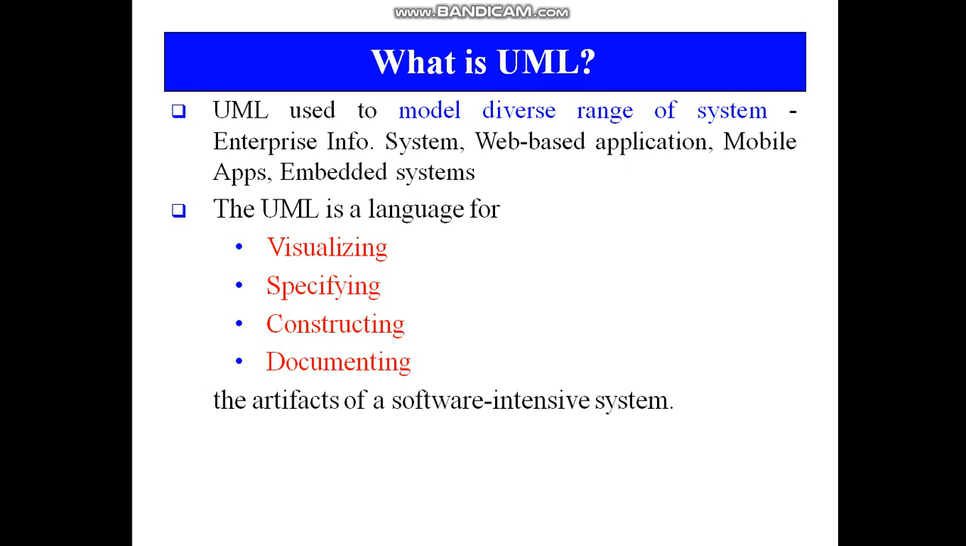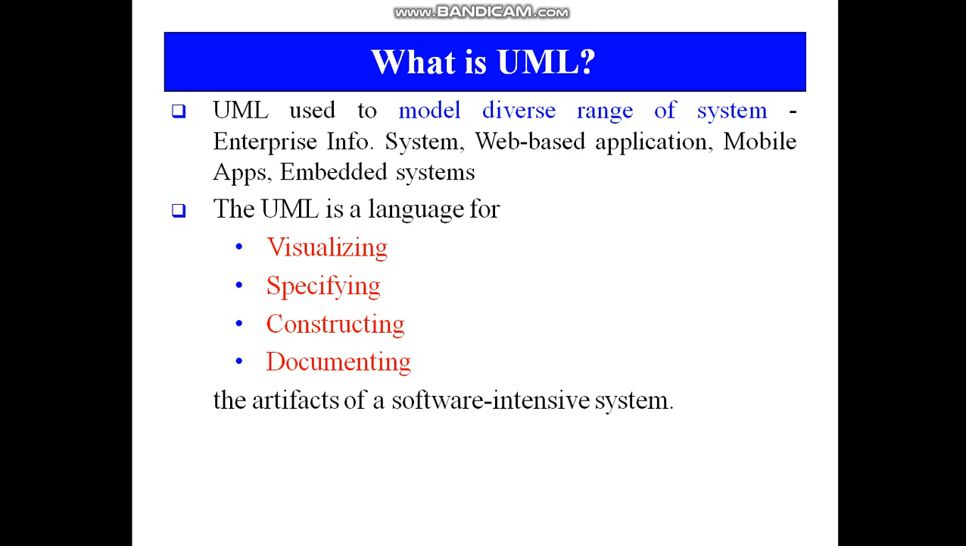What is UML? UML is used to model a diverse range of systems: enterprise information systems, web-based systems, mobile application systems. These are some applications of UML. UML is used for real-time operating systems, enterprise systems, management information systems, web-based systems, banking systems, defense systems, project development, restaurant management systems, and airline reservation. There are multiple applications of UML.